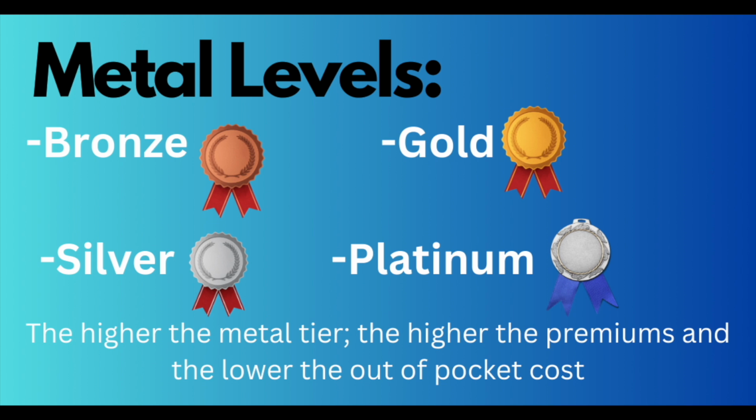Gold would be for someone that wants a lower max out of pocket. However, your premium is going to cost you more. And of course, you have your platinum. Your platinum is going to be the highest premium, but your co-pays should be lower, okay? So when you get a platinum plan, most likely the insurance company will pay 80%. You'll pay about 20% because your premium is going to be the highest.